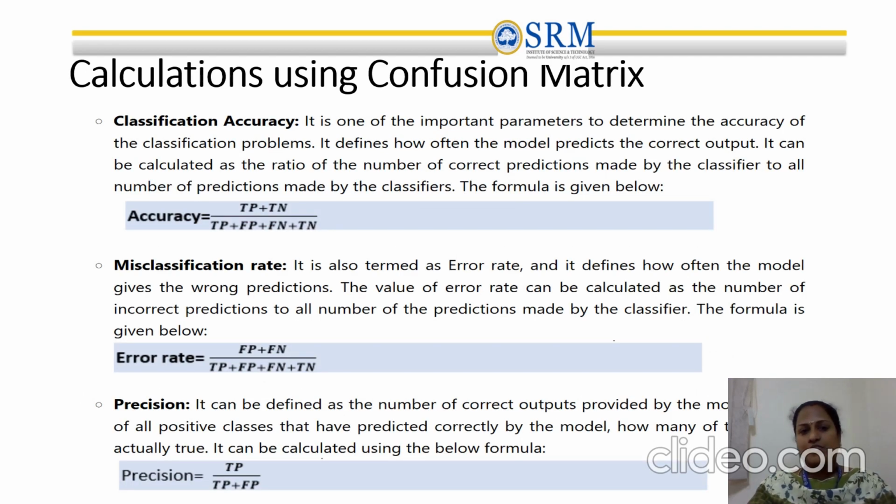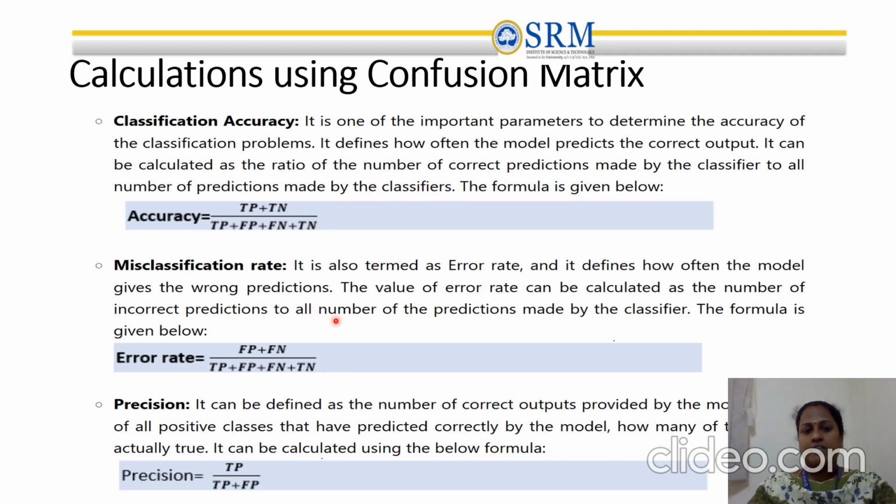Based on this confusion matrix, the model performance analysis can be calculated. The classification accuracy is an important parameter to determine the accuracy of the classification problem. It defines how often the model predicts the correct output. It can be calculated with the formula accuracy equals true positive plus true negative divided by the total number of predictions made by the model.